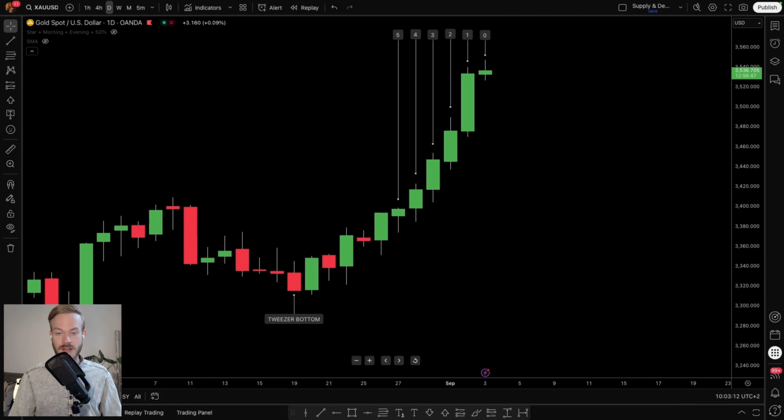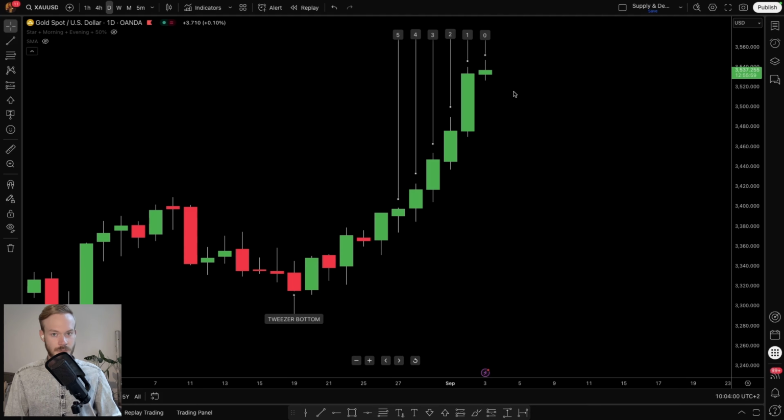Therefore, let me give you a very quick crash course about candlesticks and price action patterns before we dive into the nitty-gritties of each price action. Let's take a look here at this chart. We're looking at the daily time frame of gold traded against the US dollar.